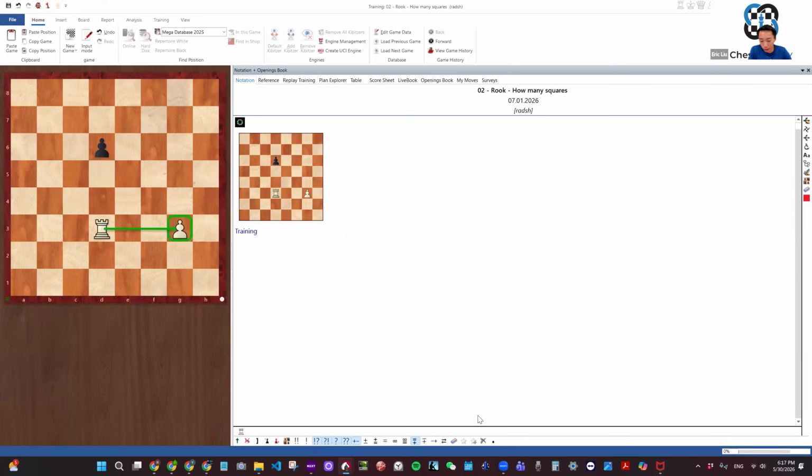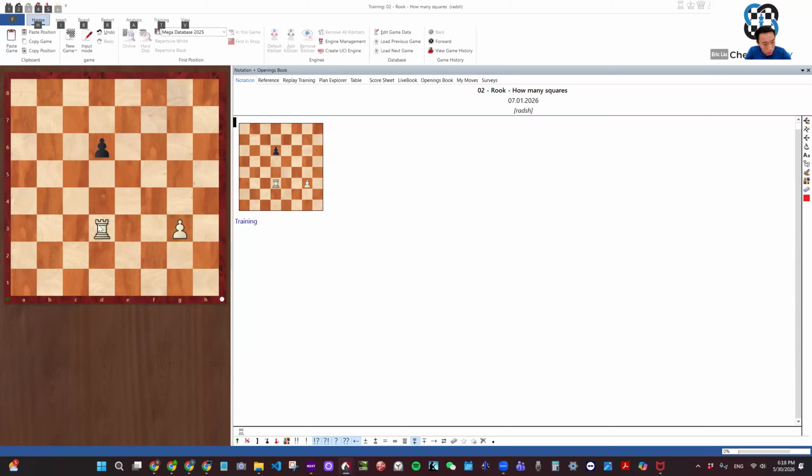Can the rook capture this pawn? Yes or no? No. The rook cannot capture this pawn because both the rook and the pawn are your pieces. You're not allowed to capture your own pieces because that would just make your army smaller. At the start of the chess game, your army only has 16 pieces. So the rook cannot capture that pawn.